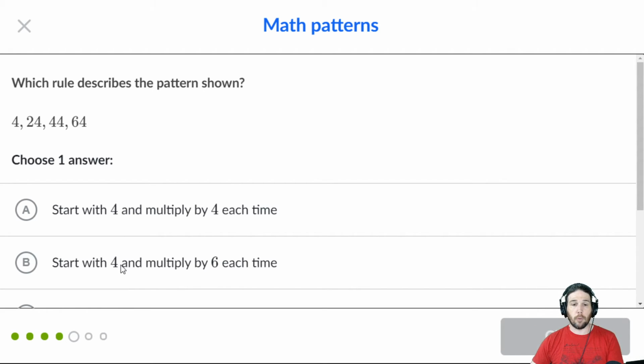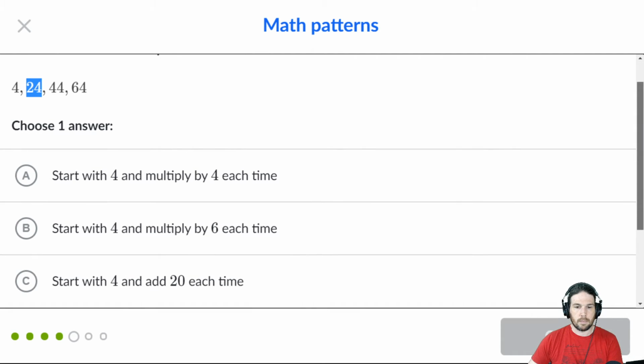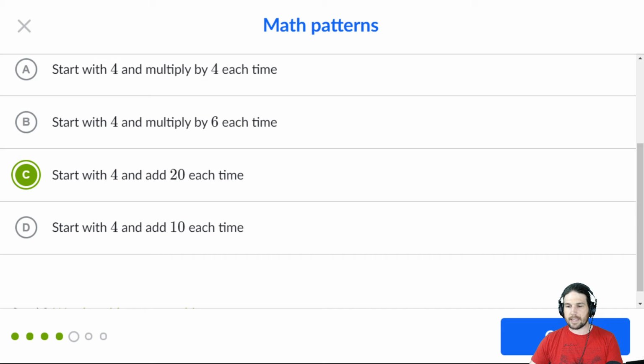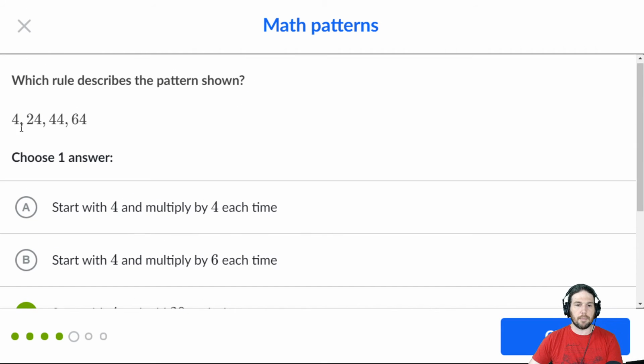B, start with 4 and multiply by 6 each time. Now that works for the first step, but I know for a fact, without even having to really do the multiplication, that 24 times 6 is going to be more than 100. I'm not going to bother doing the actual arithmetic in my head, but it's not 44 for sure, so it's not B for sure. Start with 4 and add 20 each time. Well, it does look like the tens place is being counted up by 2s, right? 0, 2, 4, 6. I think that's the correct one. If we were adding 10 each time, then we would also have 14 and 34 and 54.